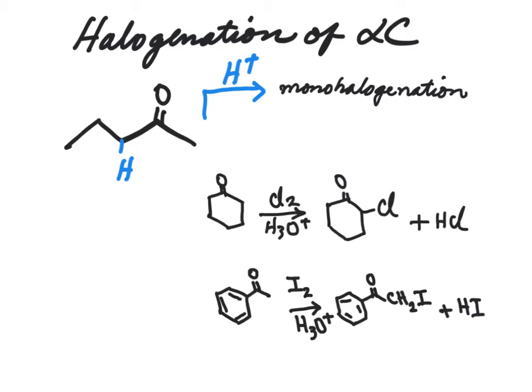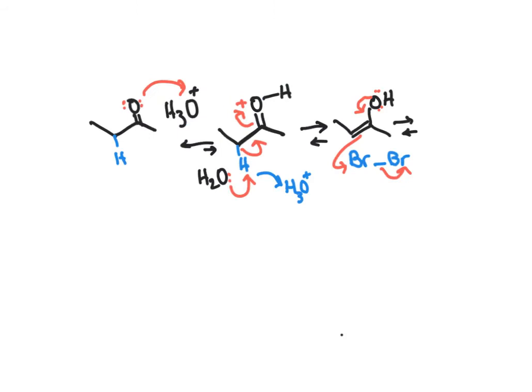Halogenation of ketones can take place in acidic conditions or in basic conditions. In acidic conditions, only one of the alpha hydrogens will be replaced, while in basic conditions, we can have multiple substitutions of the alpha carbon.